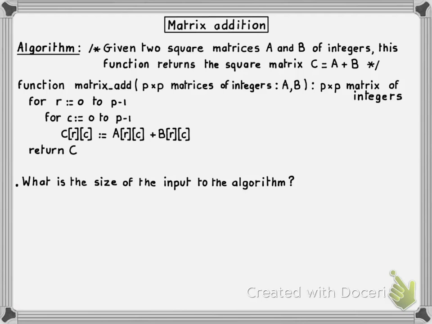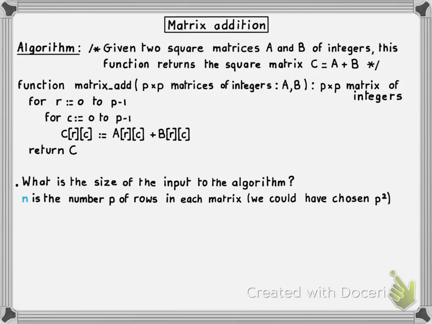So we're going to choose as n the size of the input to the algorithm, the number of rows in each matrix. Notice now p is the actual number of rows, and we're going to take that number to be equal to n, which is the size of the input. Of course, we could have chosen p squared to be equal to n, but that's a different analysis which I'll let you do at home.